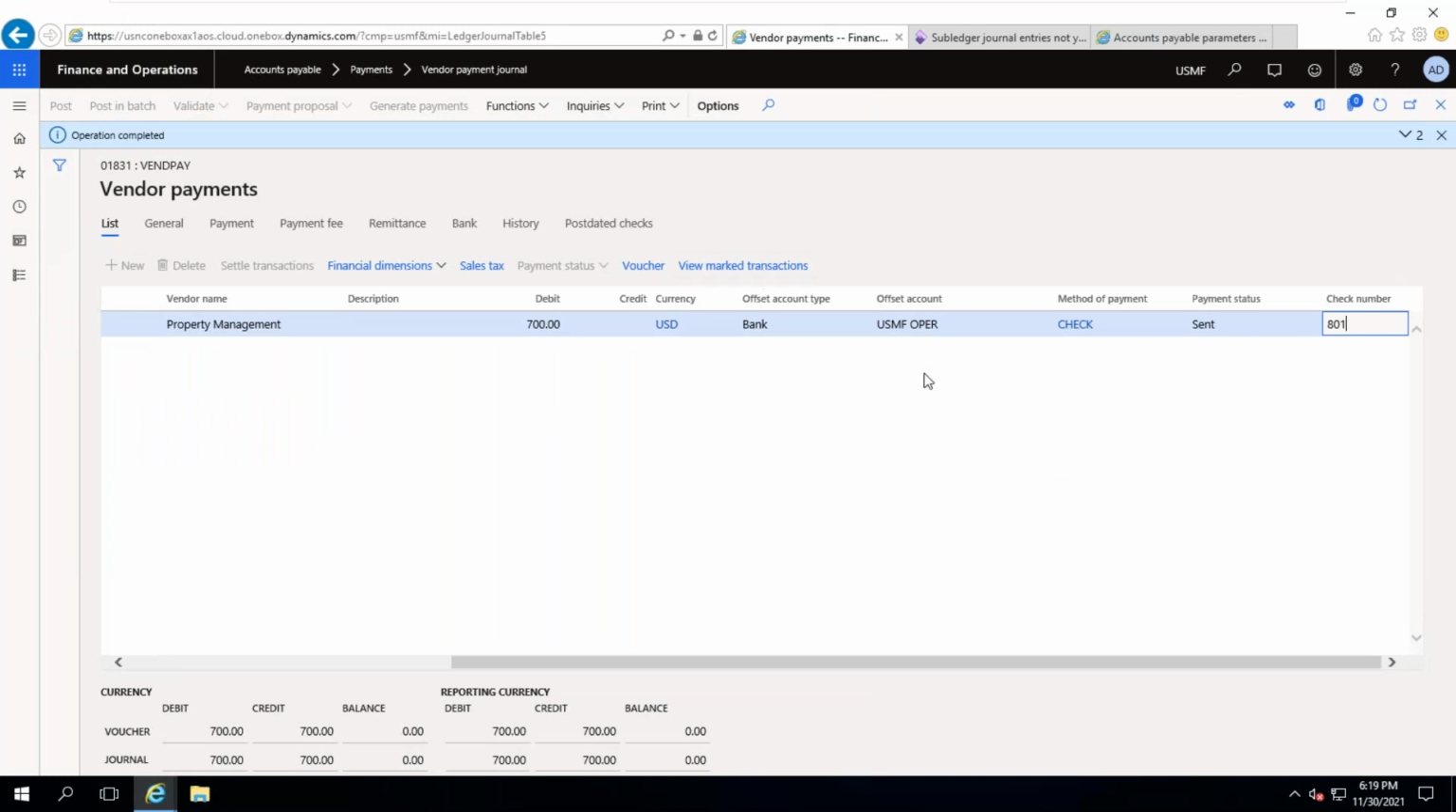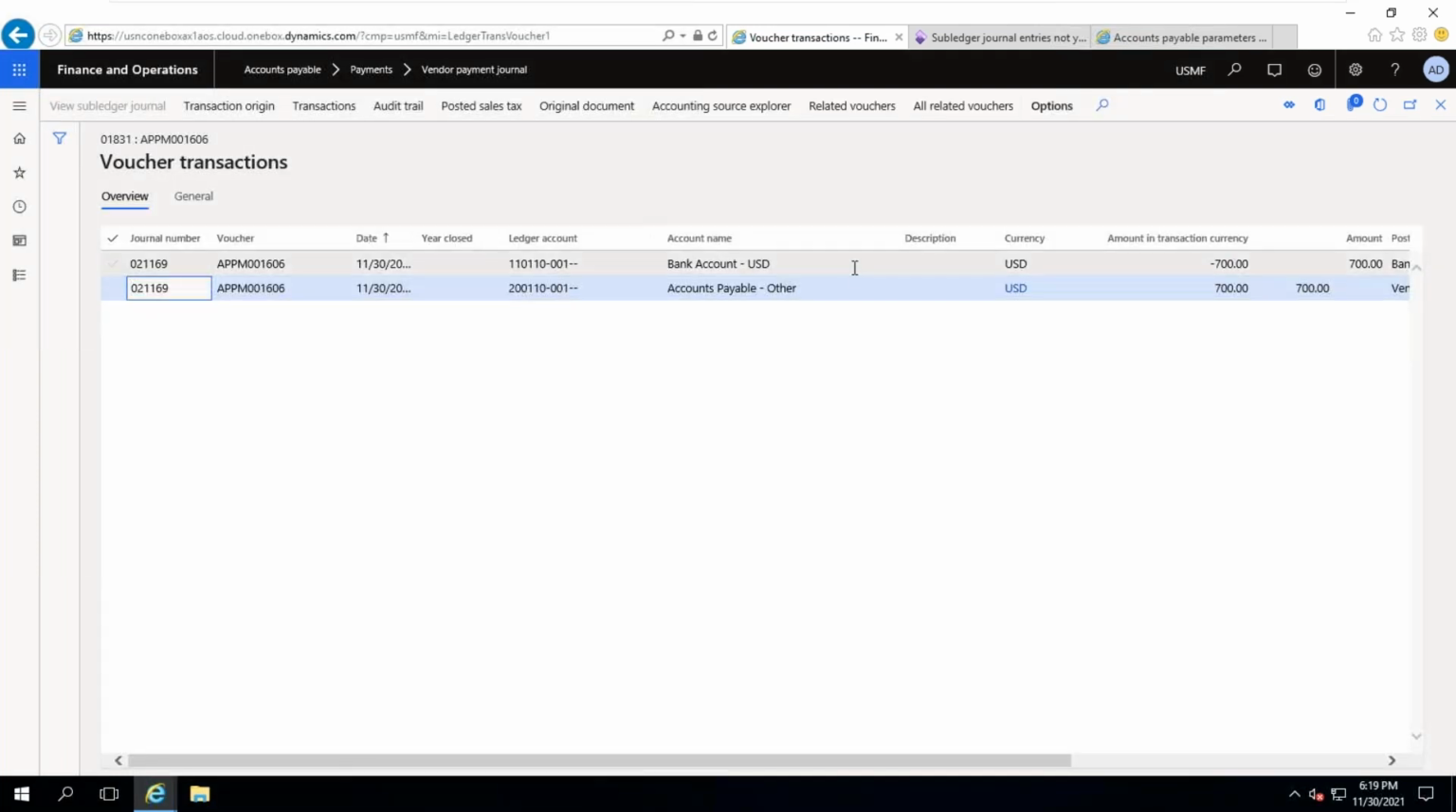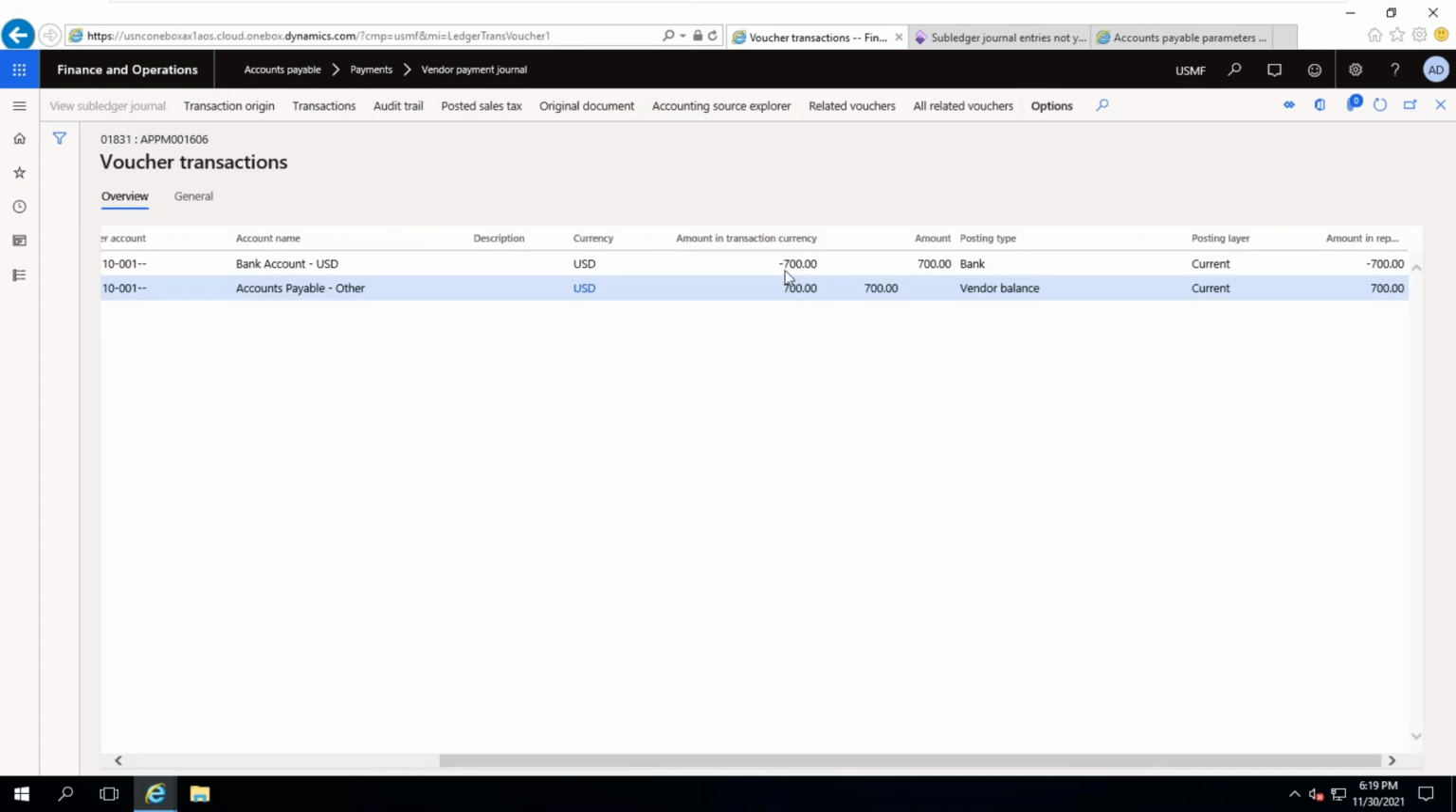Now it was posted. If you verify the voucher, instead of 1000, only 700 was paid. As per the invoice settlement, it should be 1000, but it is settling only 700. What happened to the remaining amount? Two vouchers mean you can click on all related vouchers.